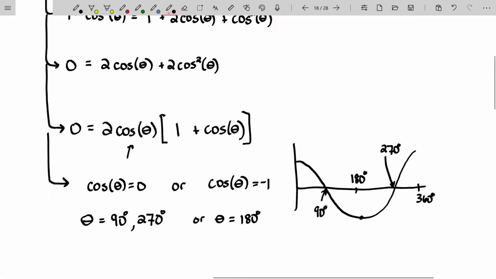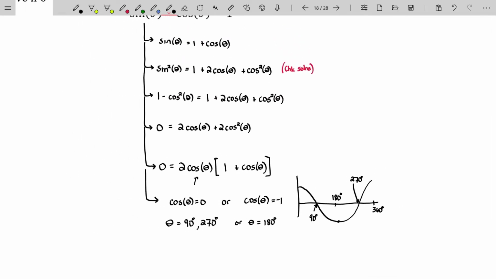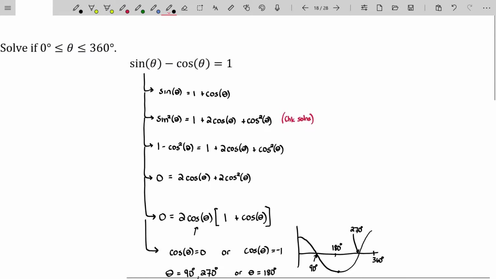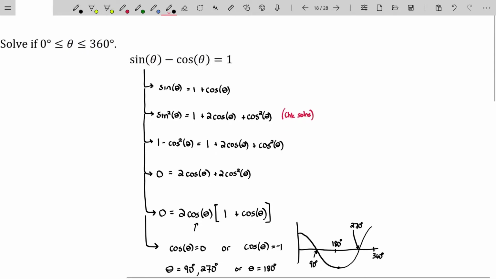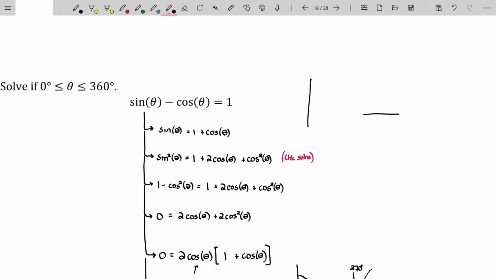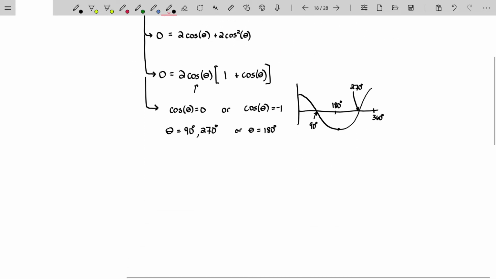Now remember, I squared both sides early on, so I have to check my solutions. So I'm going to go back to the original problem and plug in 90 degrees, 270 degrees, and then 180 degrees. And just for our purposes, I'm going to draw out the sine curve. There's 360. Terrible handwriting, I know. 180 degrees. Here's 90 degrees. And here's 270 degrees. All right. So checking.